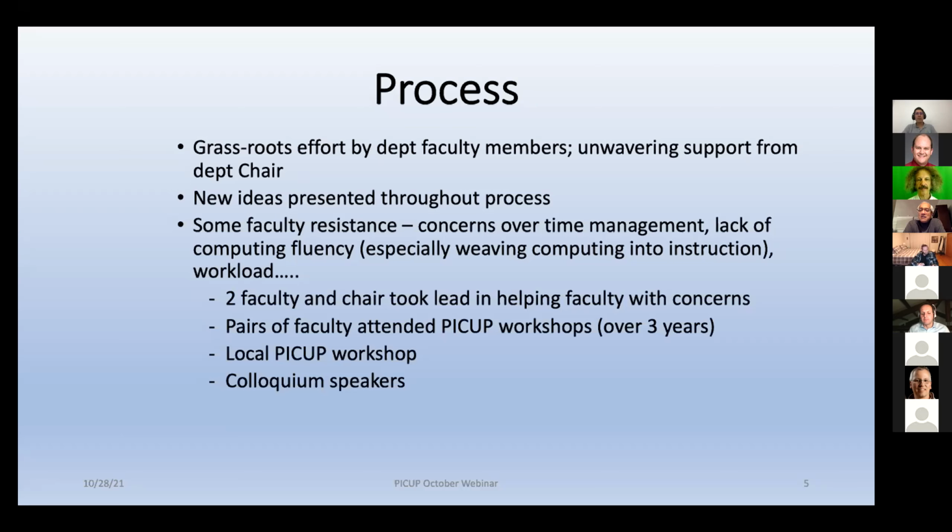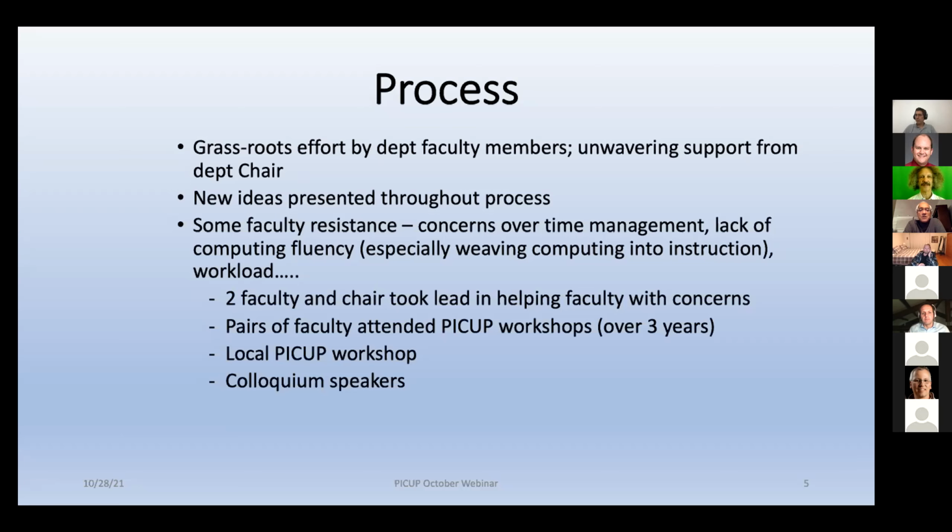Then, as you might imagine, there was some faculty resistance. And that resistance primarily centered around concerns over time management. If a faculty member is used to teaching a certain course in a certain way, they have a certain amount of syllabus they want to cover. If you now have to add a computing element to the course, how do I fit all this into the limited time I have? Most faculty members think they don't have enough time to cover what they're already trying to do.